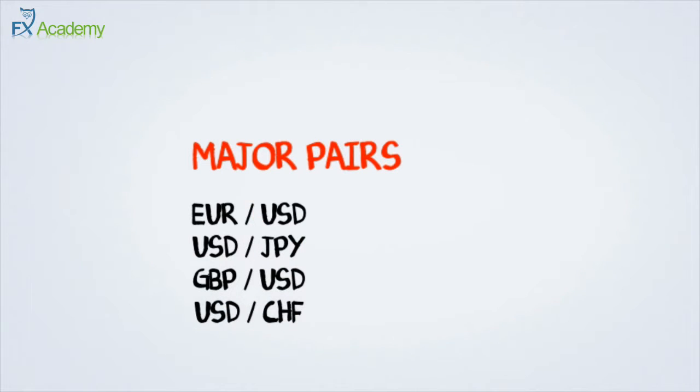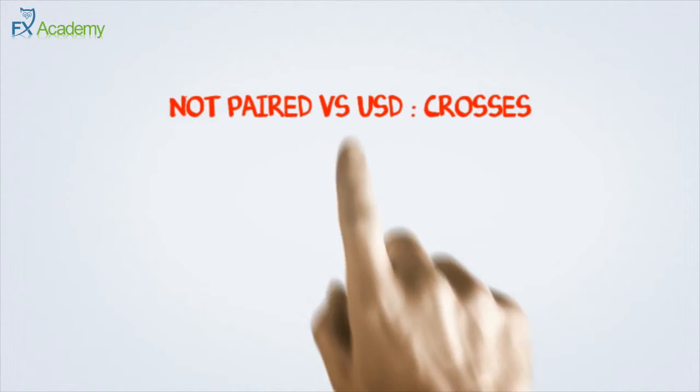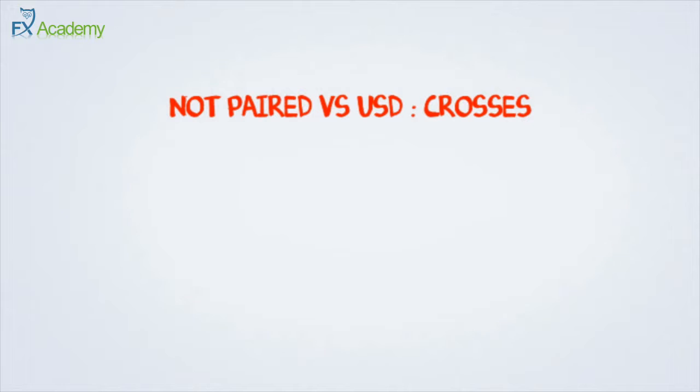EUR/USD, USD/JPY, GBP/USD, USD/CHF, which involve the euro, US dollar, Japanese yen, pound sterling, Australian dollar, Canadian dollar, and the Swiss franc. Those currency pairs that are not paired versus the US dollar are called crosses.